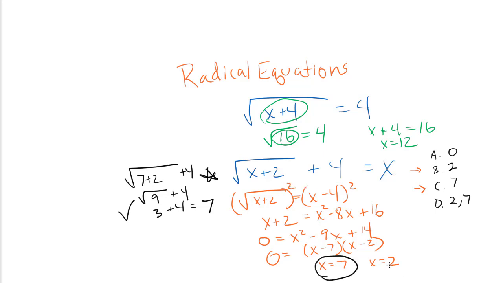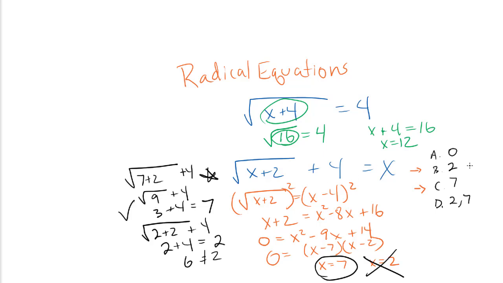But what if I checked 2? Square root of 2 plus 2, plus 4, is the square root of 4, or 2 plus 4. Does that equal x, which is 2 on the other side? It does not. 6 does not equal 2. x equals 2 is not a valid solution. What did I just do? I actually took my answers from my formal solution and plugged them back in.